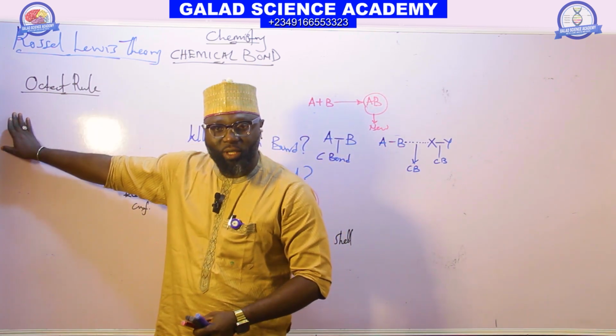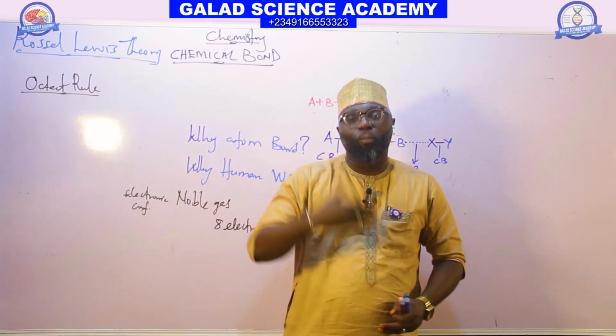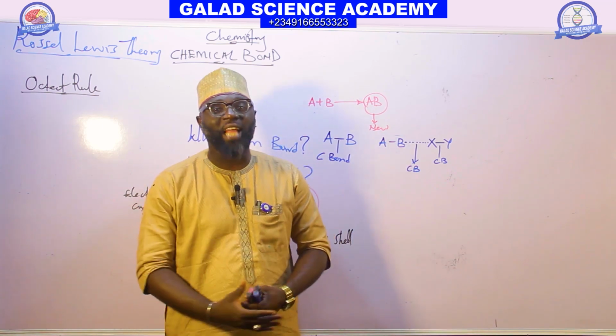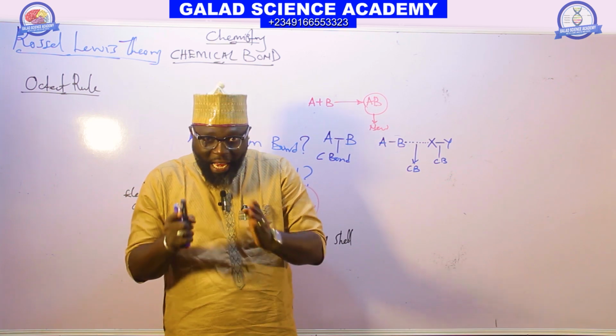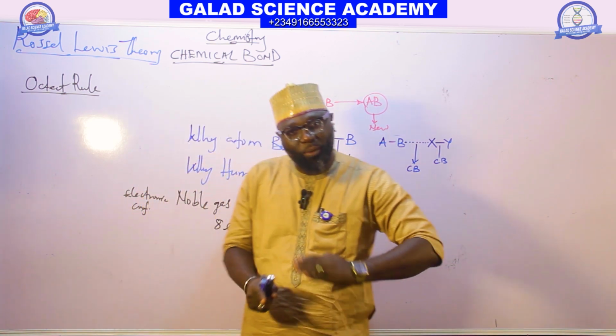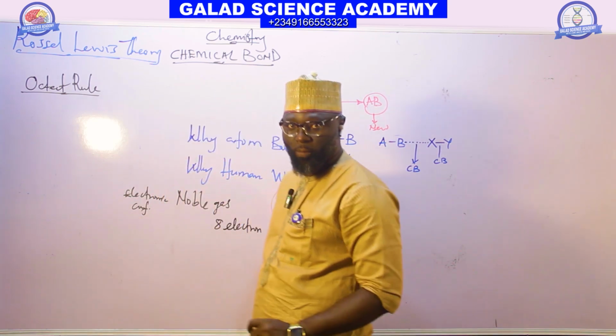That is, the octet rule says that any element that participates in bonding must have 8 electrons in the atomic shell.